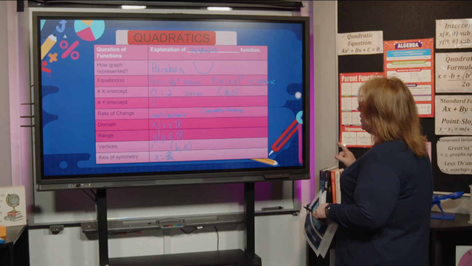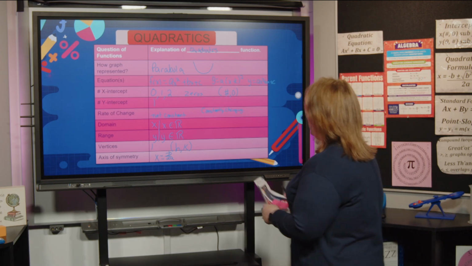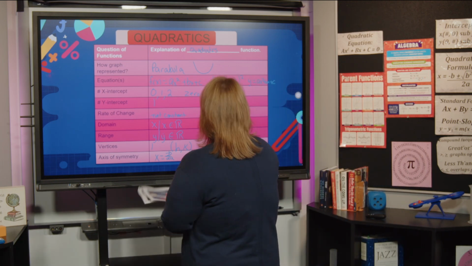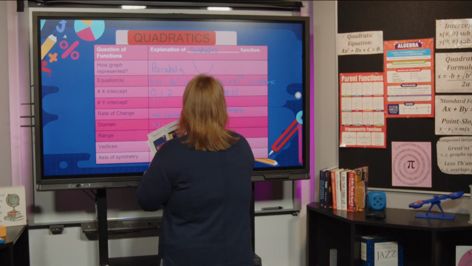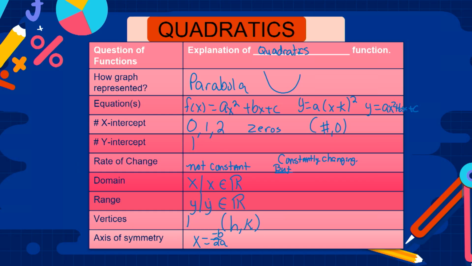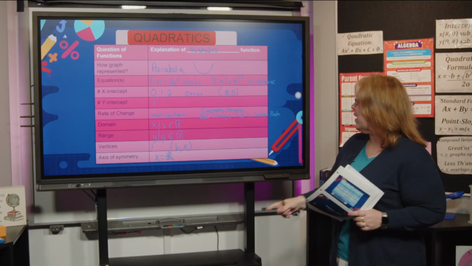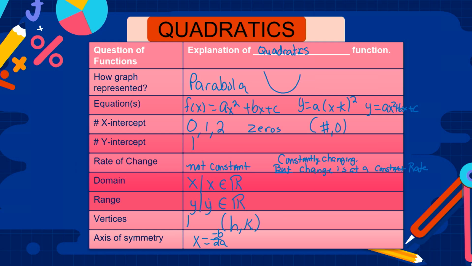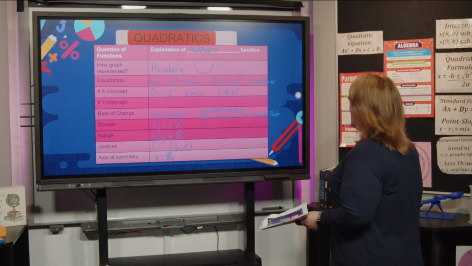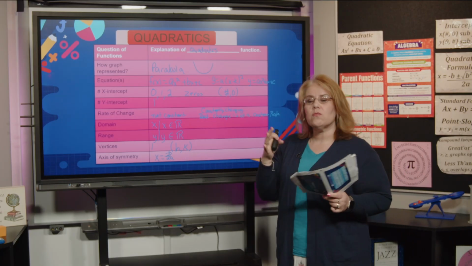One thing I do want us to know real fast about this rate of change, so I have it as not as constant, but it's constantly changing, but I also want to put but, because the change is at a constant rate. So I don't have a constant rate of change, but I do have a change at a constant rate. So it is constantly changing. So I did want to put that as a little bit more detail about that rate of change.